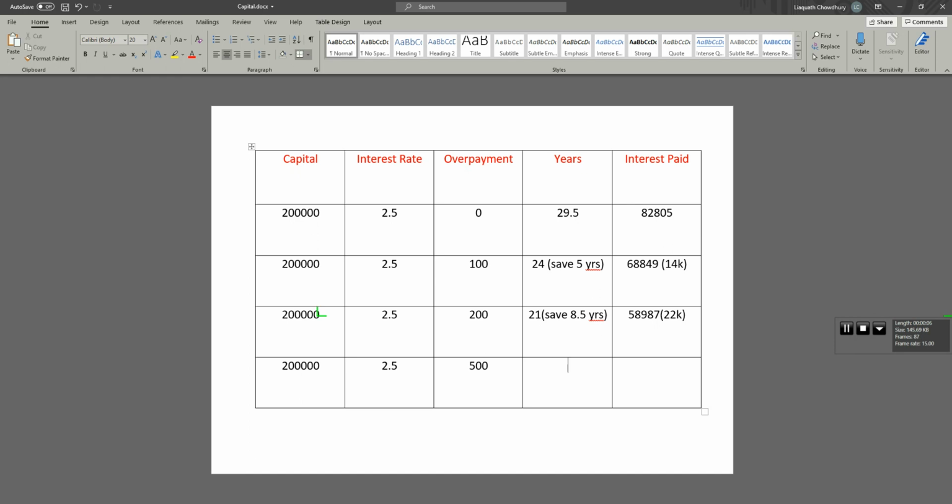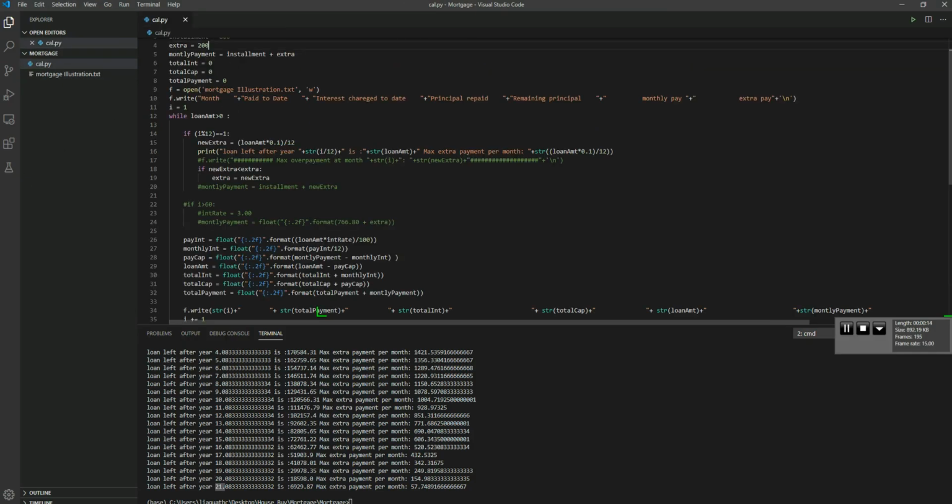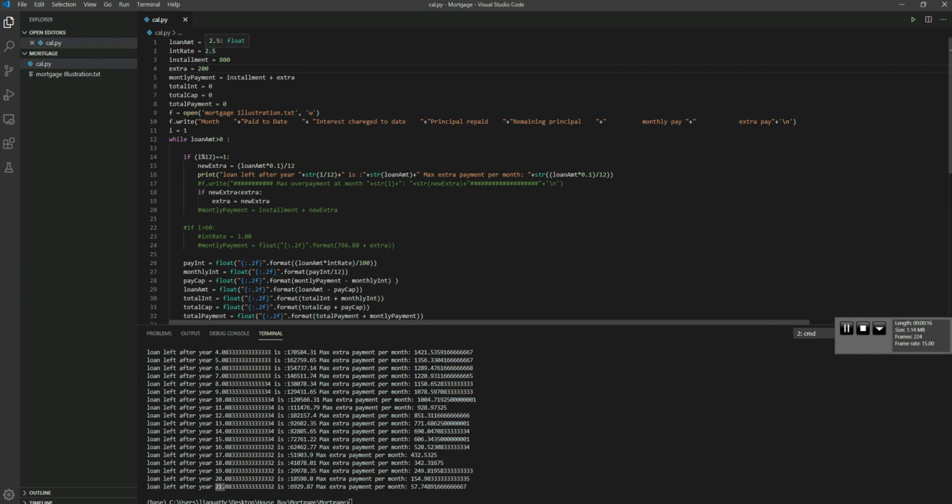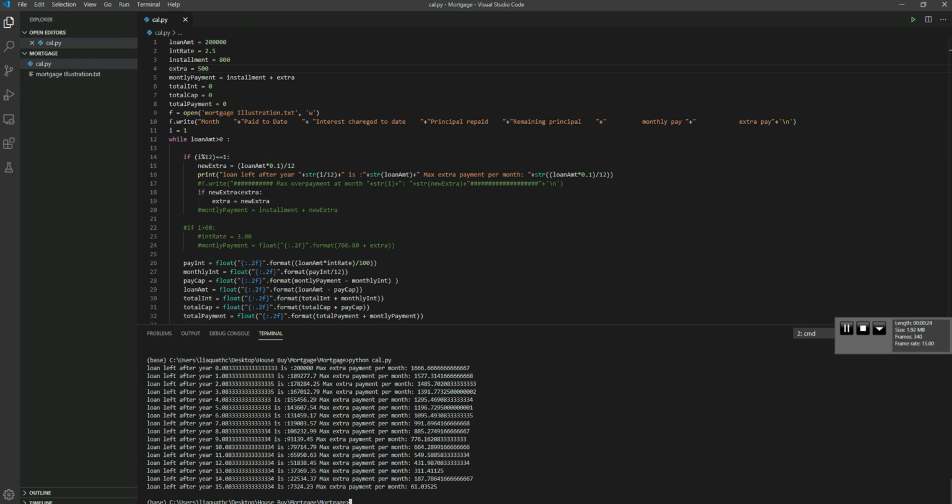Now what happens? Let me go back to our calculator and put 500 extra. Let's run it again. Wow, you see, in 15 years you are out of your mortgage. Initially it was 30 years, and now you are finishing your mortgage in 15 years, if you can pay 500 extra.